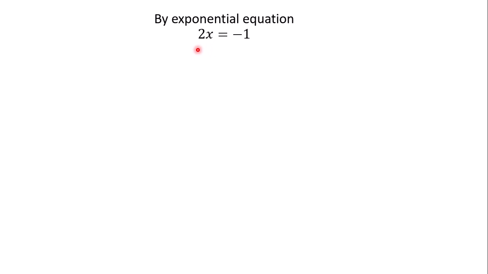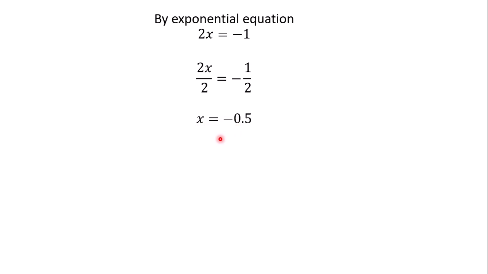Here, we divide both sides by 2. This one will cancel this one, and here we leave it as it is. So the value of x here is going to be minus 0.5. So from the first comparison, we had x equal to minus 0.5.